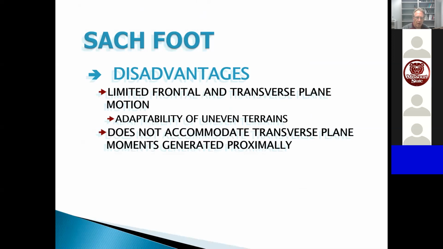Okay, and then also the SACH foot, which was very much better than what was there before, in addition to not absorbing the external plantar flexion moment really well, is not very good at accommodating the transverse plane moments that are generated proximally.